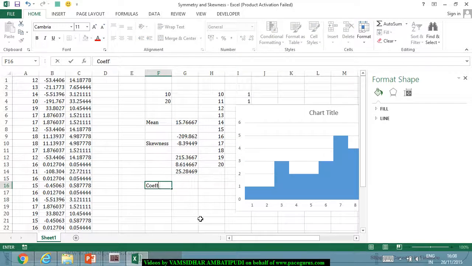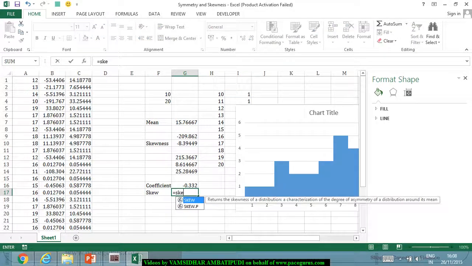So based on this, I am getting my coefficient of skewness, which is nothing but the skewness which I got in the earlier case divided by the second order moment to the power 3 by 2. The coefficient of skewness is coming out as minus 0.332.